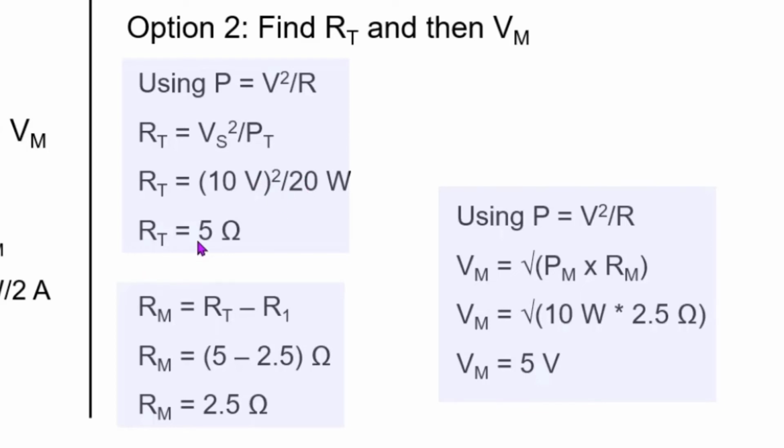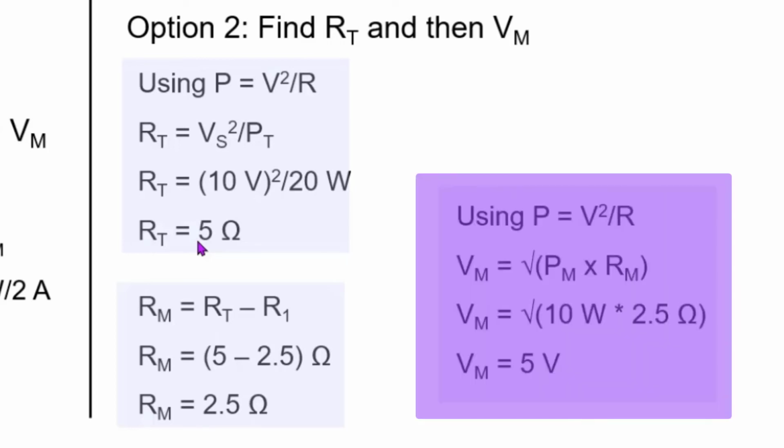There you go. And then from there, I can find the resistance of the motor using the total resistance formula. The total resistance is the resistance 1 plus the resistance 2. So I can say the resistance of the motor is the total resistance, which I've just calculated, minus the resistance of R1, and now I know the resistance of the motor.